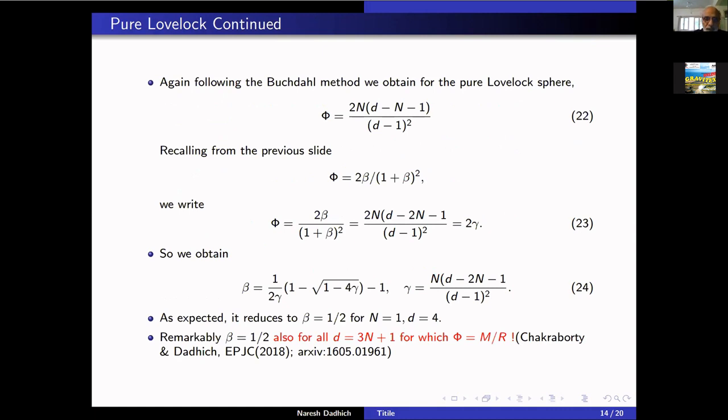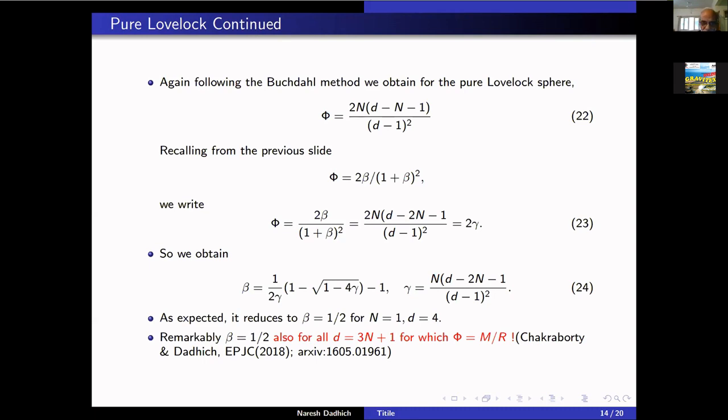Now, this gives you the phi. Following the Buchdahl limit, phi, the potential, was determined as this. Here we obtained it in terms of the gravitational field energy and the non-gravitational energy as phi equal to this. And that determines beta. So beta gets determined this way, where gamma is.